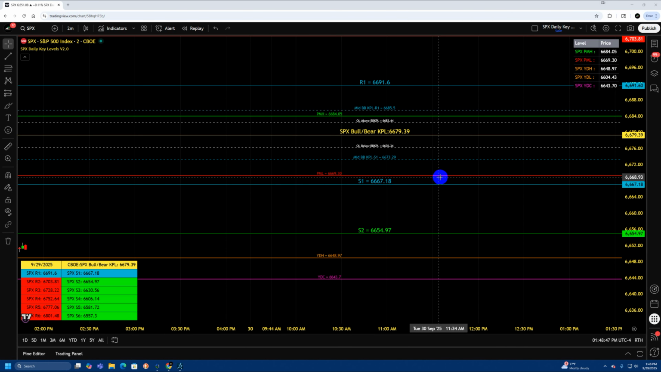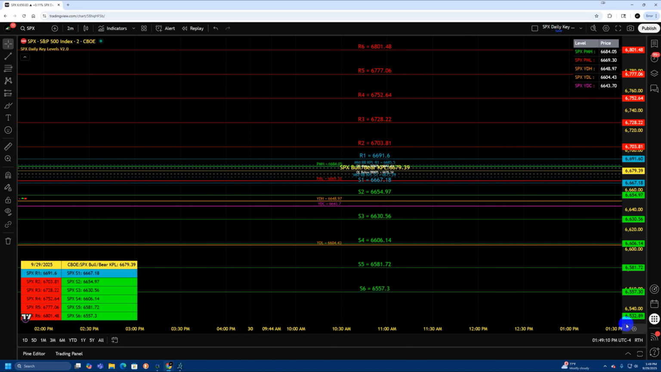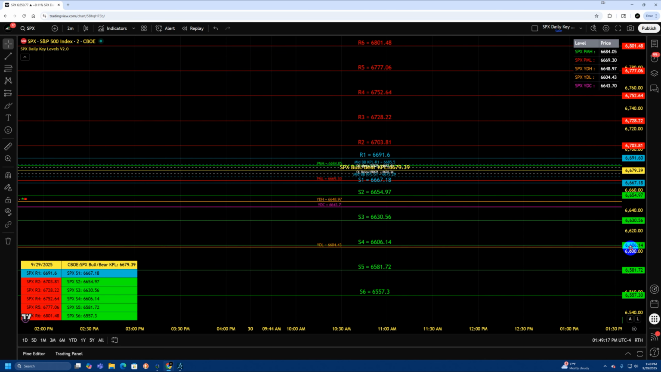Hello, in this video we're going to go over how to take trades off of the other main R and S levels. So this would be taking trades off other levels besides the bull bear key price level. The main R and S levels are your R1 through R6 and S1 through S6. So if we zoom out here, we'll have R1 through R6, S1 through S6.